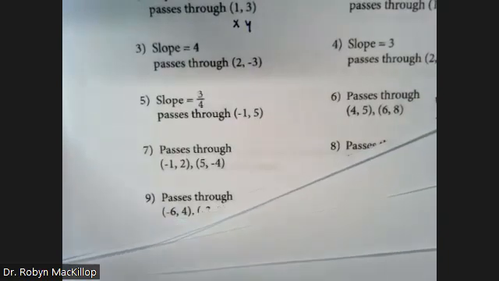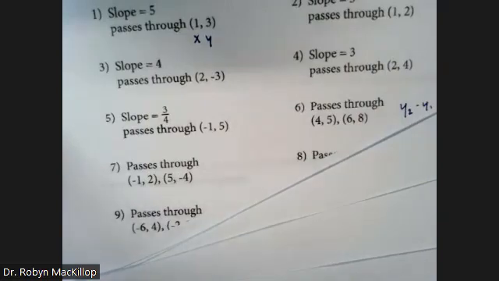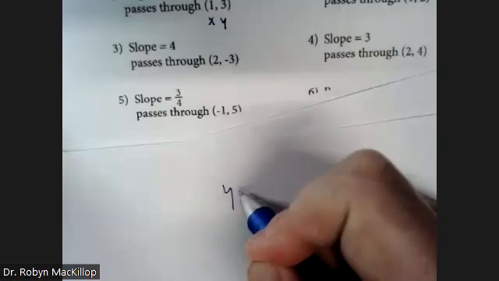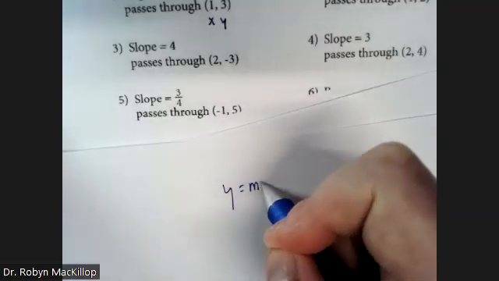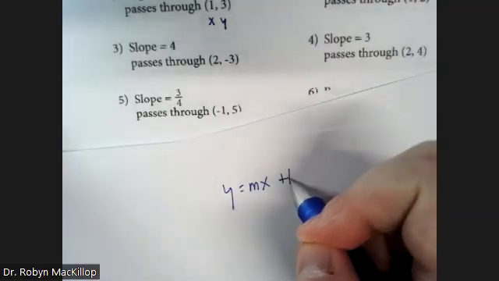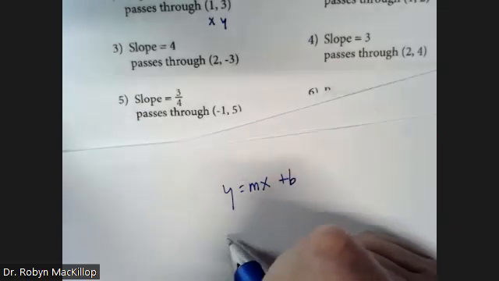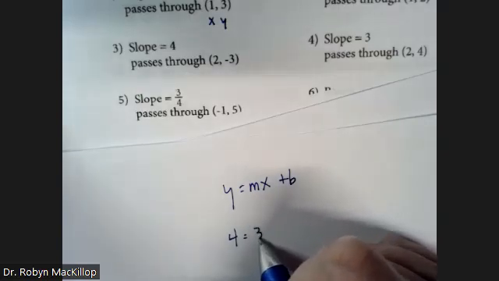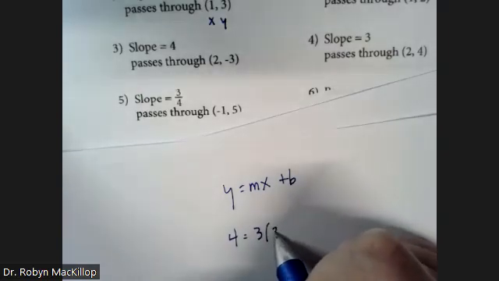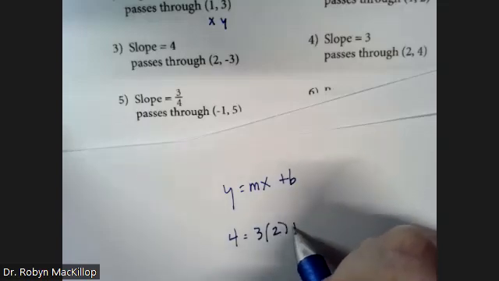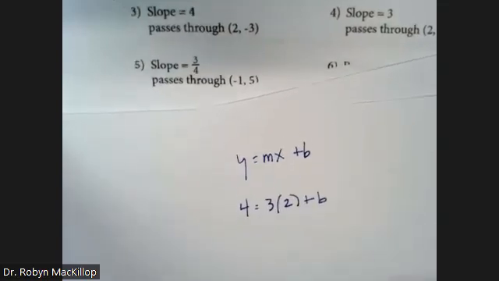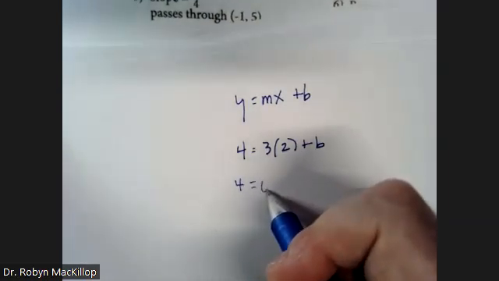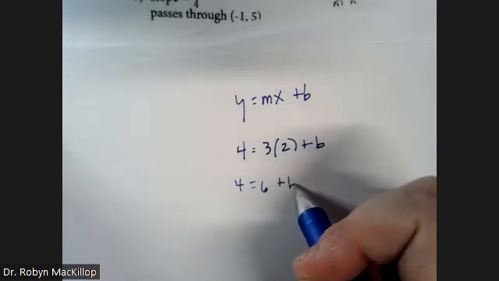It is a slope of 3, ordered pair of 2, 4. So let's try that one. y equals m times x plus b. So our y is 4, slope is 3, x is 2, and we still will find our b, the y-intercept.